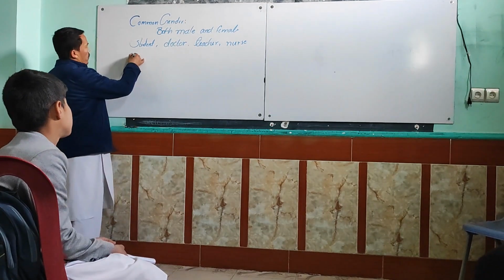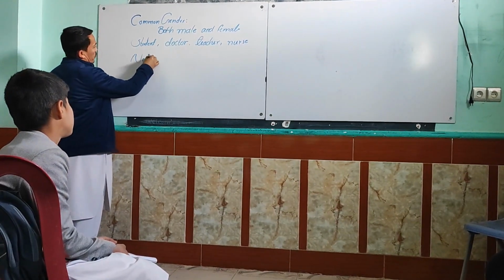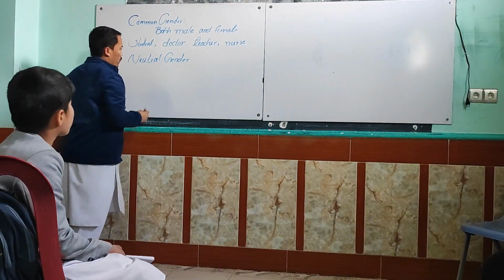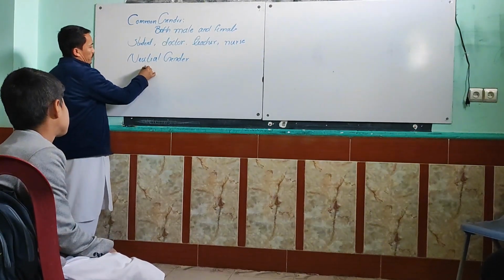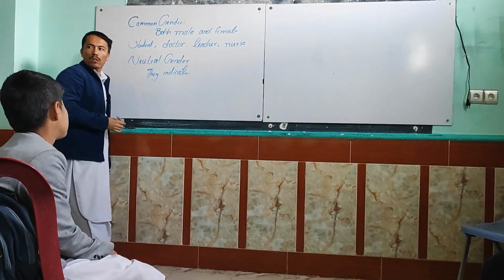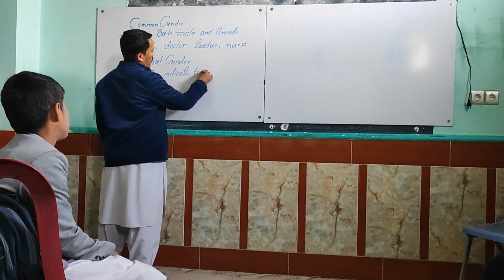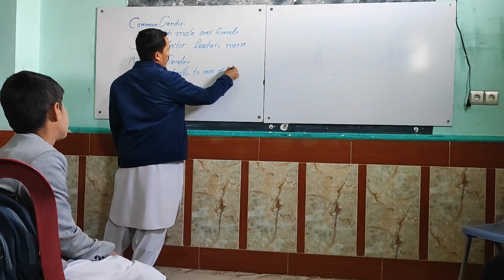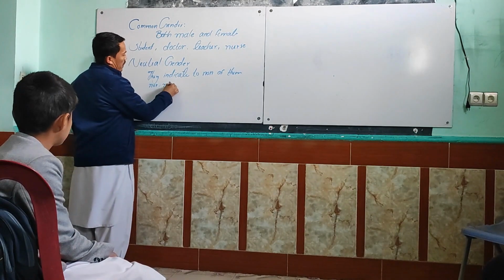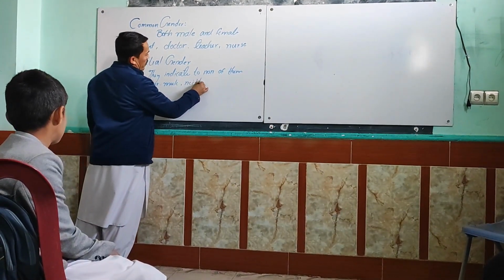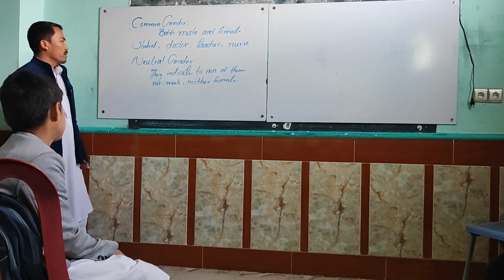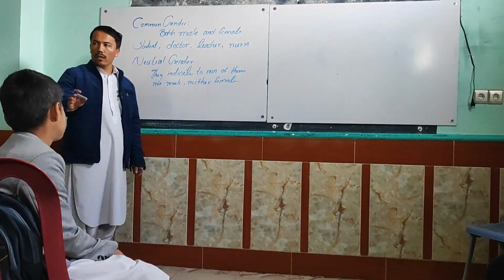The second topic that I'm going to teach you is neuter or neutral gender. Neutral gender indicates none of them. None of them means that neither male nor female. Look, so they indicate neither male nor female. They can be none of them.